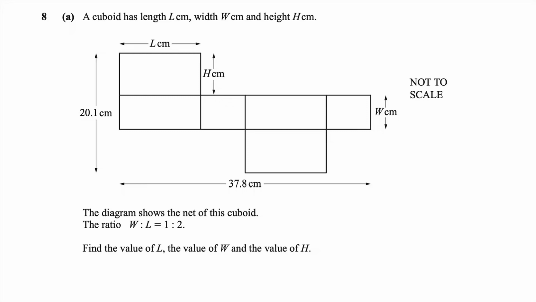Hello friends, welcome back. In this video we are going to do question number 8. So let us start with the first part. A cuboid has length L centimeters, width W centimeters and height H centimeters. The diagram shows the net of this cuboid. Find the value of L, W and H.